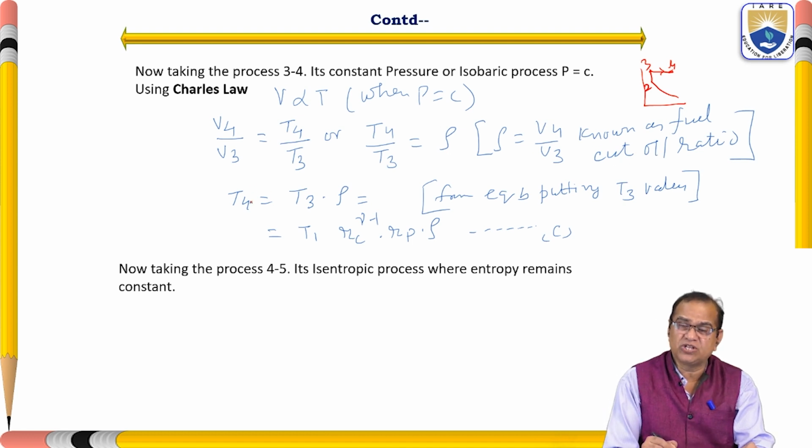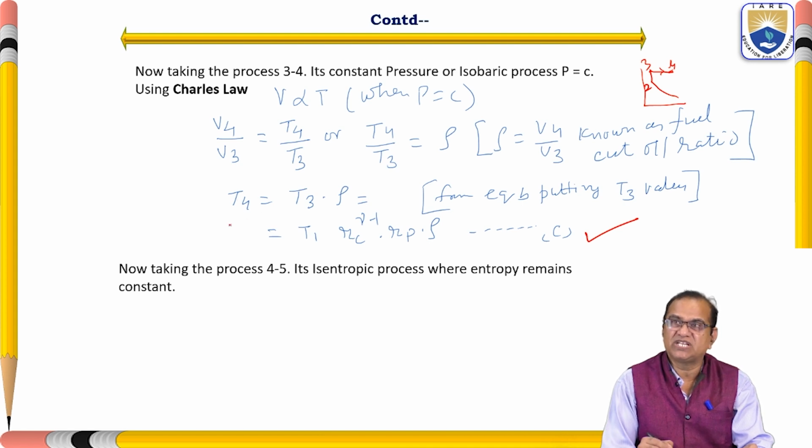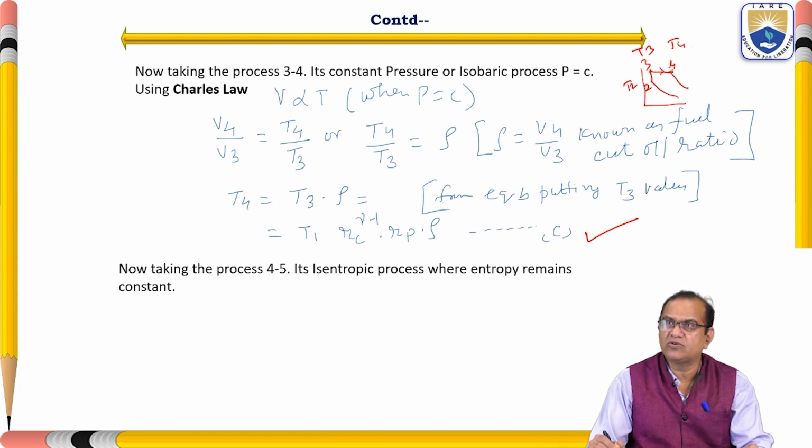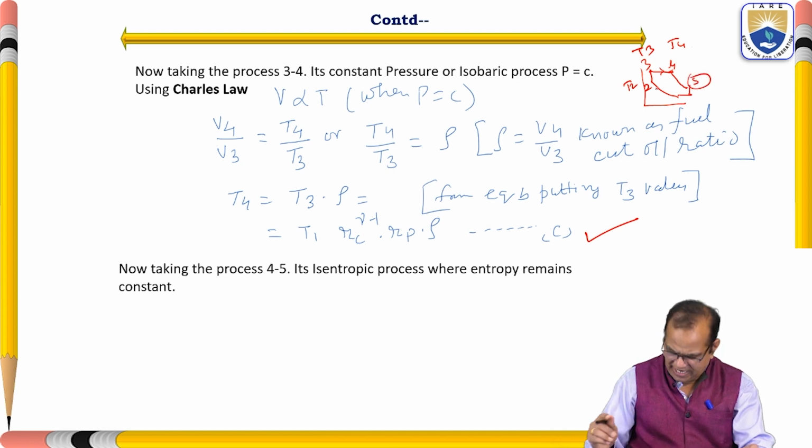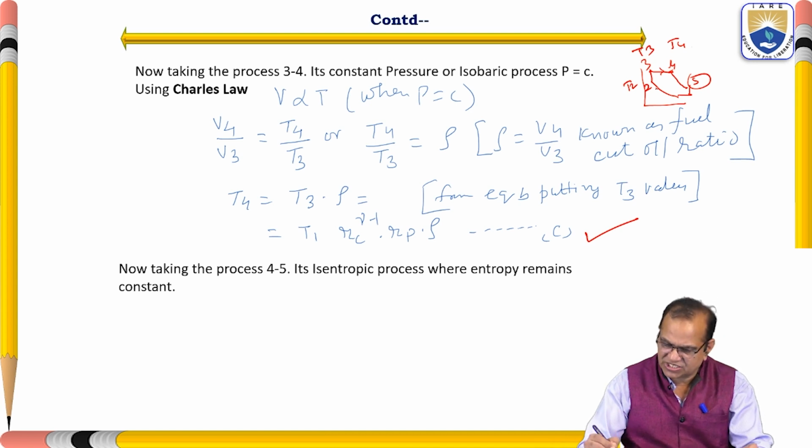So T4 is equal to T3 into rho, and T3 we can take from the previous lecture: T3 is equal to T1 RC to the power gamma minus 1 into RP. So we got another equation, in which we get the temperature T4. So now we have T4, T3, and T2. Next, we have to find out T5. This is T5, and this is the expansion ratio.